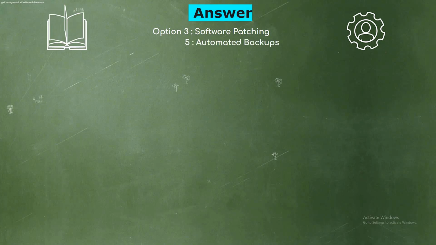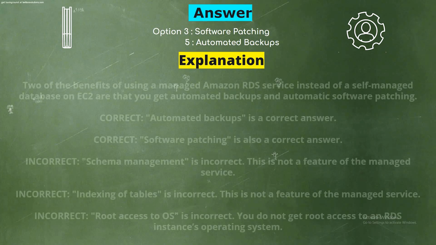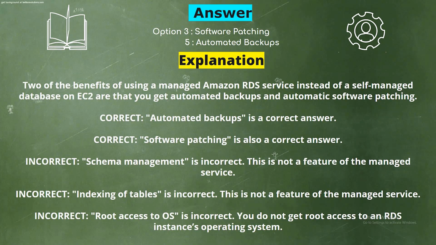Automated backups. Explanation. 2 of the benefits of using a managed Amazon RDS service instead of a self-managed database on EC2 are that you get automated backups and automatic software patching. Correct. Automated backups is a correct answer. Correct. Software patching is also a correct answer. Incorrect. Schema management is incorrect. This is not a feature of the managed service.